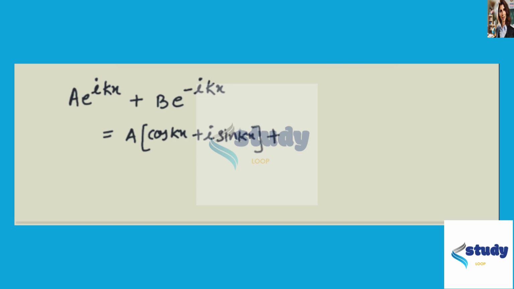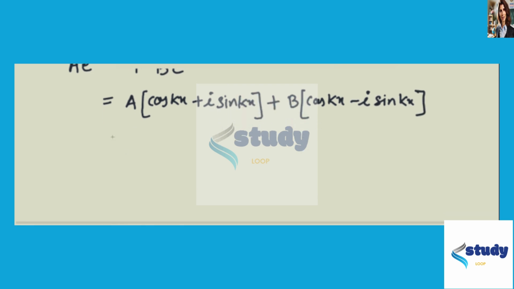Similarly, this can be written as b times cos kx minus i sin kx, and we can separate the cos part: a cos kx plus b cos kx, plus i a sin kx minus i b sin kx.